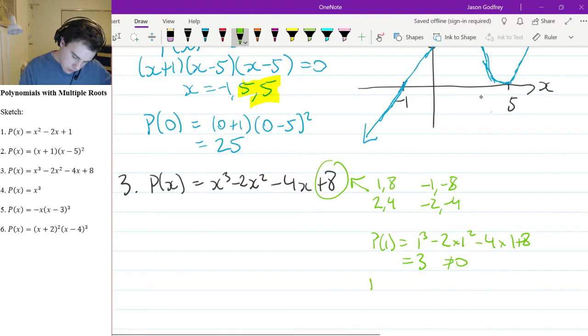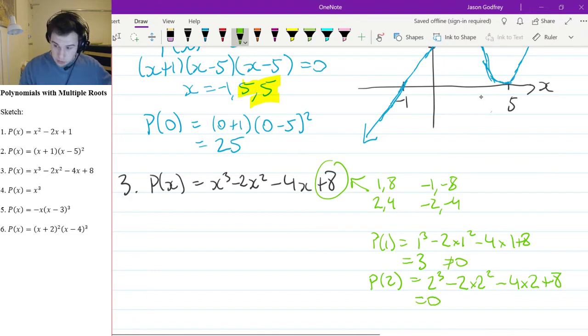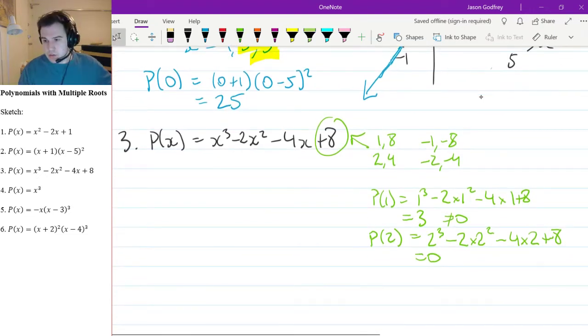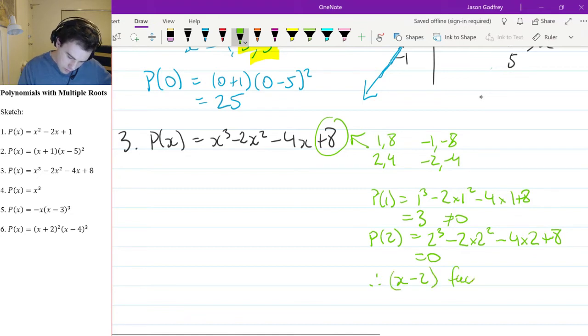Let's just go along, try the next number, 2. So we've got 2 cubed minus 2 times 2 squared. Oh, that's looking good, because that's 8 minus 8, minus 4 times 2 is 8, and plus 8 is going to be 0. Right, so when we substitute 2 in, there's no remainder, so we can conclude x minus 2 is a factor of p of x. So now we're going to have to find the other factors by doing polynomial long division.